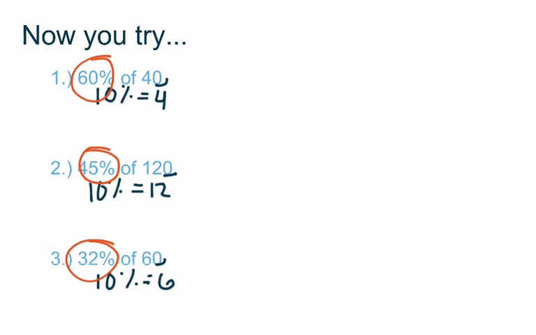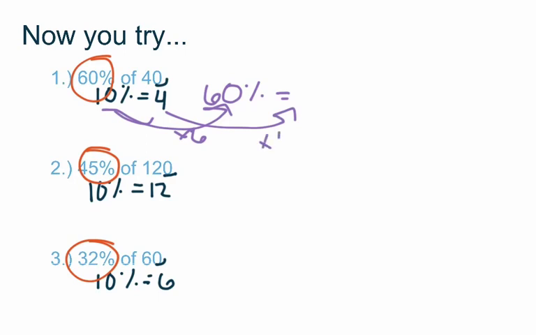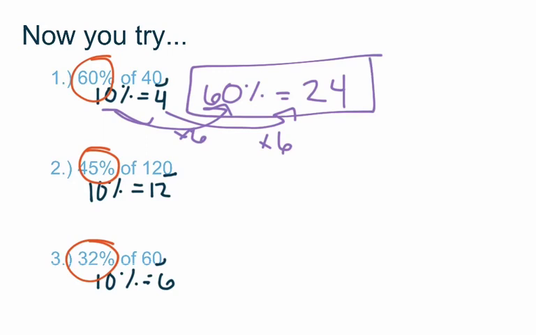So using all of my 10%, looking at the first problem, if 10% of 40 is 4, I know that 60% of 40, I'm just going to do a times 6. 60% of 40 must be 24. Okay, just using that 10% equals 4 to go from 10% to 60% times 6. 4 times 6 is 24.